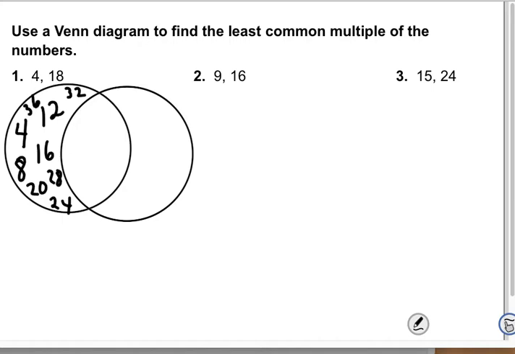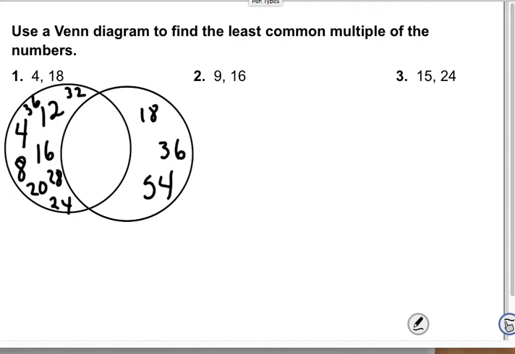Let's think of 18. We know we have 18. What's 18 times 2? 36. Okay, so 36. Keep going. 54. Can I stop right there if I want to?